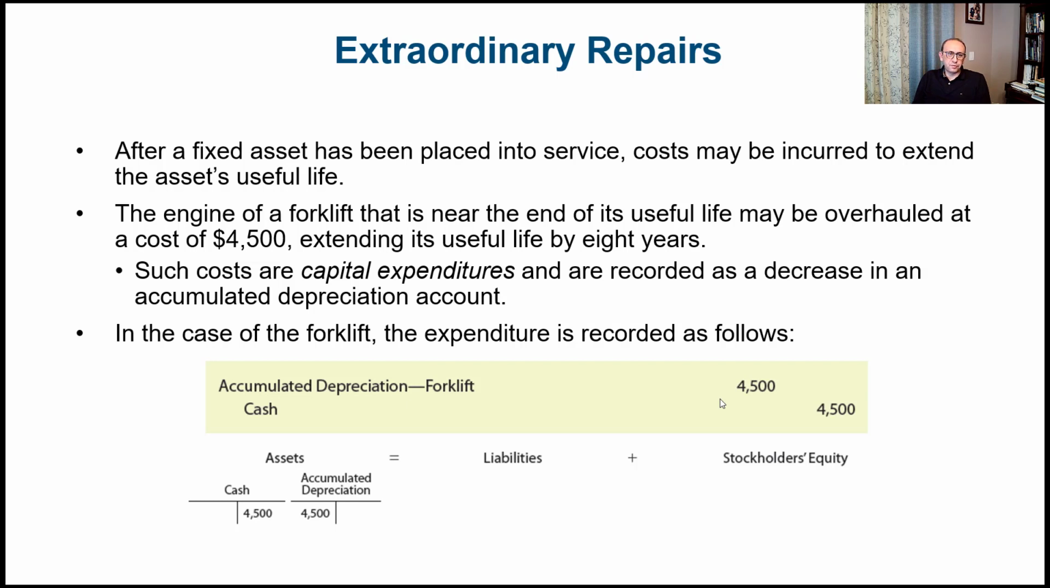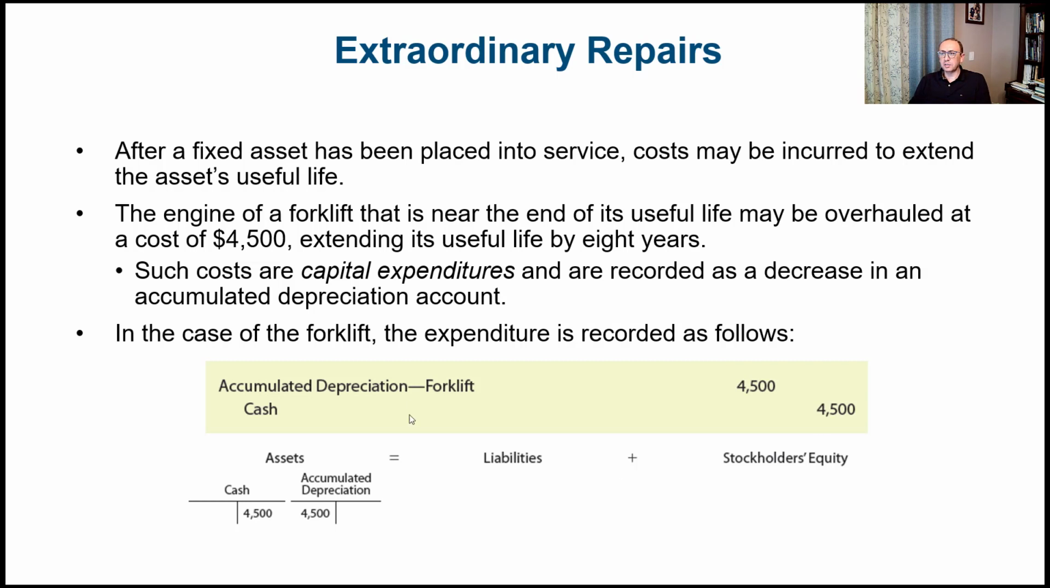The engine of a forklift that is near the end of its useful life may be overhauled at the cost of $4,500, extending its useful life by 8 years. So such costs would be considered to be a capital expenditure. But not all capital expenditures are recorded the same. When we have extraordinary repairs, something that would extend the asset's useful life, we're going to use the following journal entry.